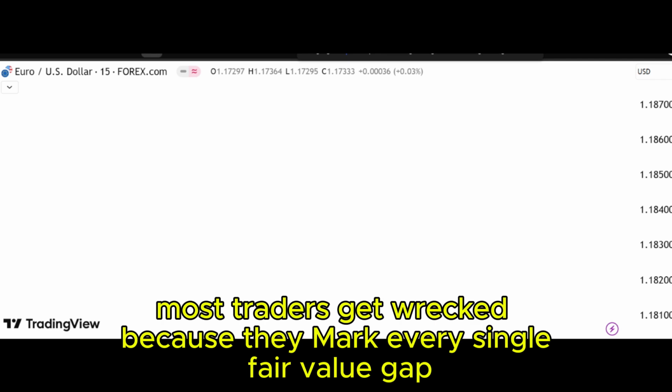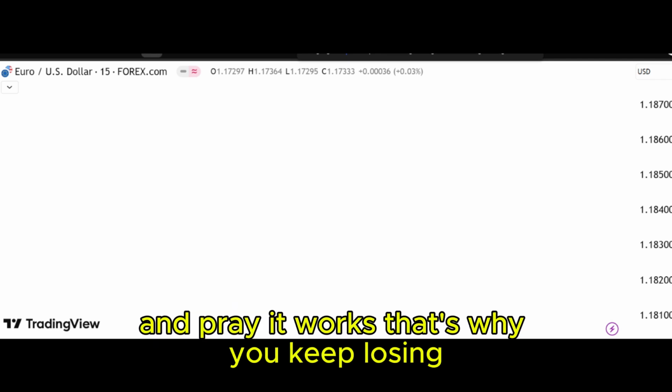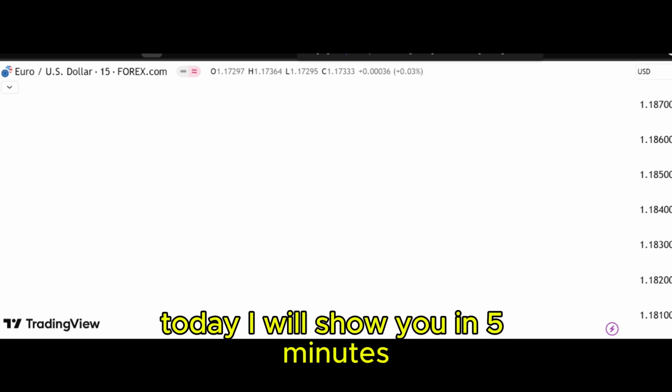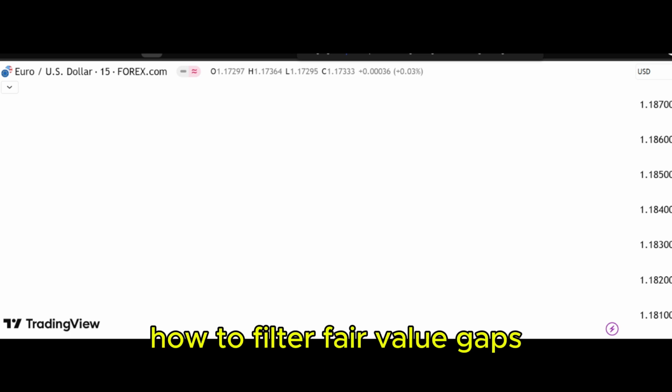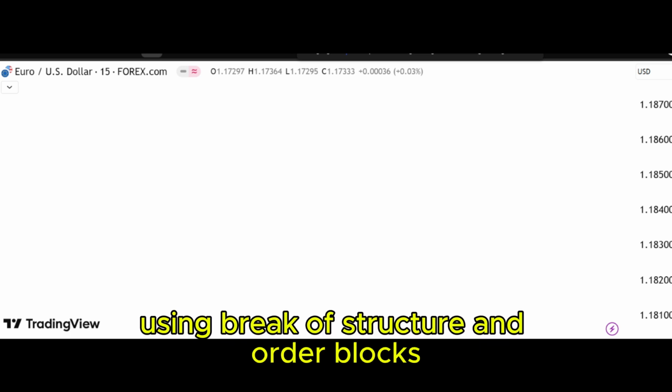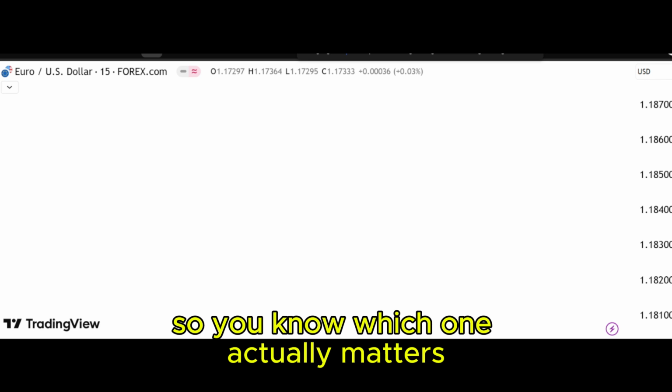Most traders get wrecked because they mark every single fair value gap and pray it works. That's why you keep losing. Today, I will show you in 5 minutes how to filter fair value gaps using break of structure and order blocks, so you know which one actually matters.